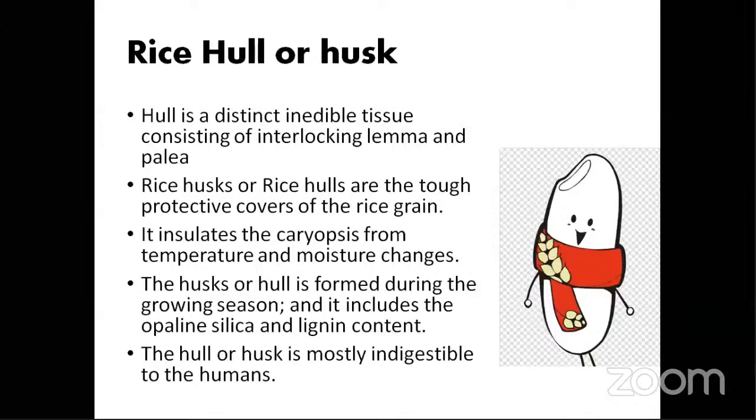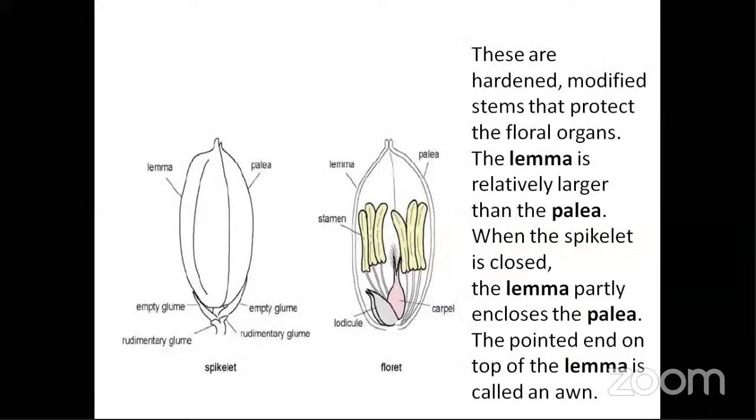Then is the rice hull or the husk. So hull, as I told you, is the first layer. It is inedible. And this hull is composed of two things, that is lemma and palea. As you may see in this figure, lemma, L, L means longer. Palea is shorter. This is lemma and this one is palea. Like if I see my screen, on my left hand side, L is lemma, L is left, and on my right hand side it is palea. So these lemma and palea constitute the hull or the husk. And this pointed portion is known as awn, A-W-N.